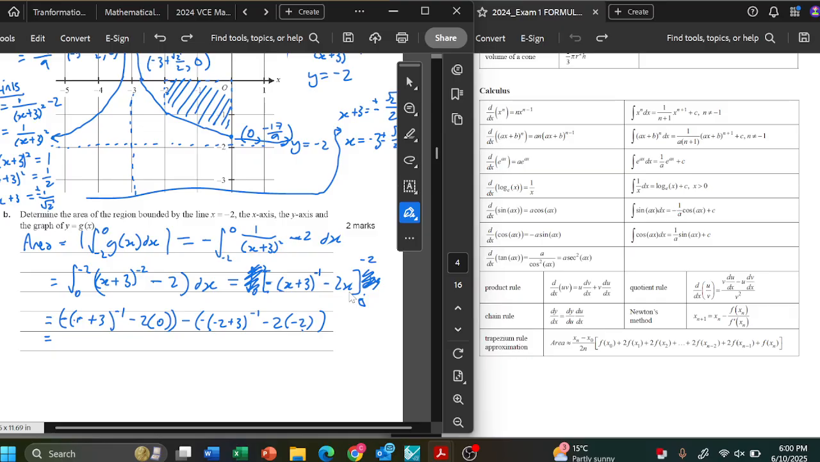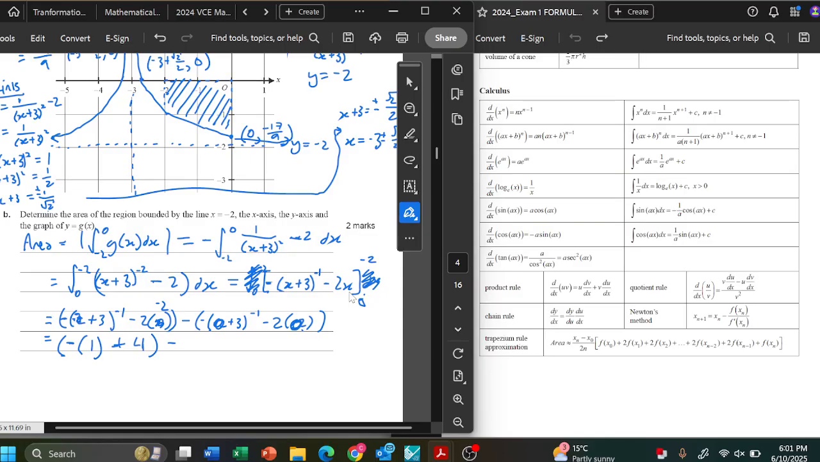Okay, so this here is -2 and this here is 0. I've just put them in the wrong way around. So let's do that. This comes out as negative of (-2 plus 3), so that is just 1 to the power of -1, which is just 1, minus 2 times -2, so that is plus 4.